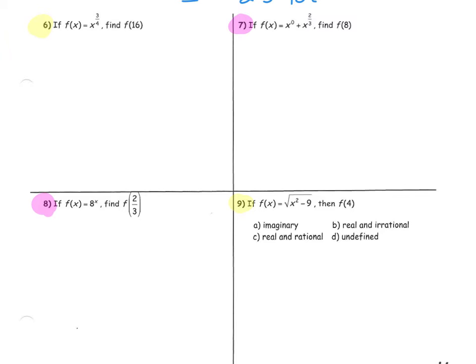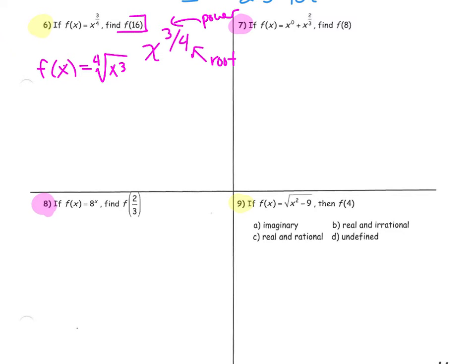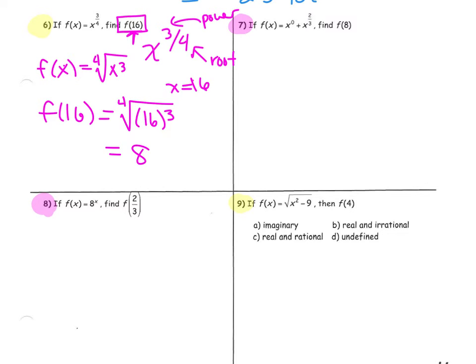We have x to the 3 over 4, and we want to find f of 16. So hopefully we remember, if I have x to the 3 over 4, remember our power over root. So I'm going to rewrite this actually as f of x equals power over root. So I really have the 4th root of x cubed. And we want to find f of 16, so we're replacing x with 16. Remember, that's your new input. X equaling 16 is our input now. So I have f of 16 is going to equal the 4th root of 16 cubed. And I end up getting 8.